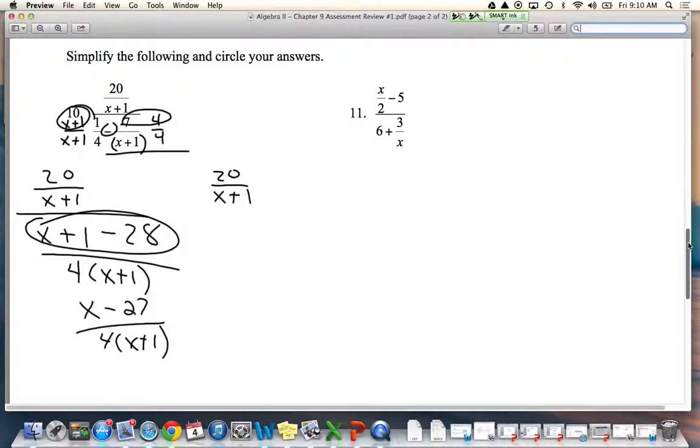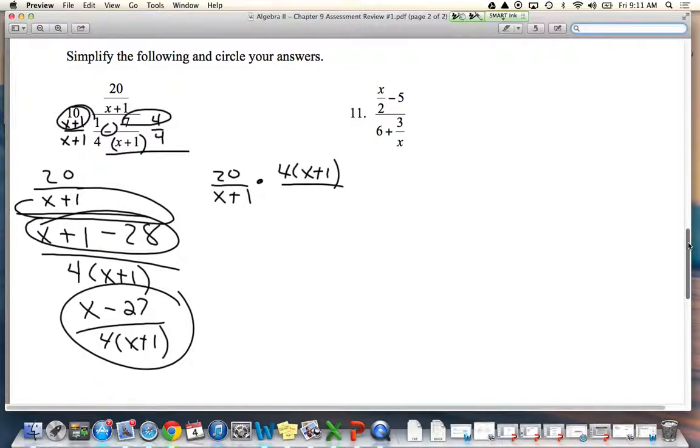But remember, this division bar right here, where you started the whole problem, means to flip it and multiply. So we're going to change now, instead of dividing, into multiplying. I'm going to flip this fraction upside down, so on top will become the x plus 1. And now the other part that I've simplified a little bit is going to be the x minus 27.